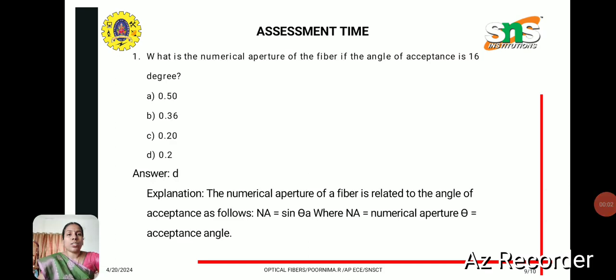The assessment for this lecture is: what is the numerical aperture of the fiber if the angle of acceptance is 16 degrees? The answer is calculated from the relation between numerical aperture and acceptance angle, where it is the sine of the acceptance angle. Sine of 16 degrees is equal to 0.2. So the answer is option D. Thank you for listening.